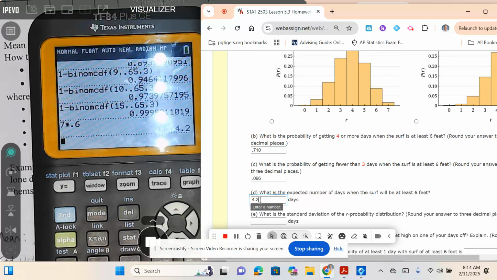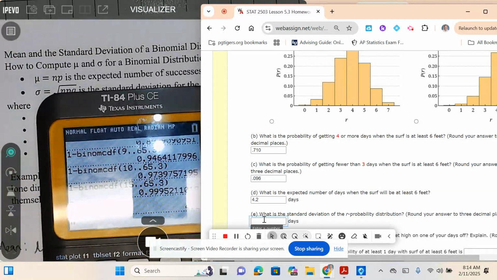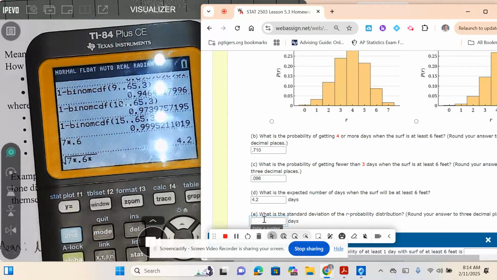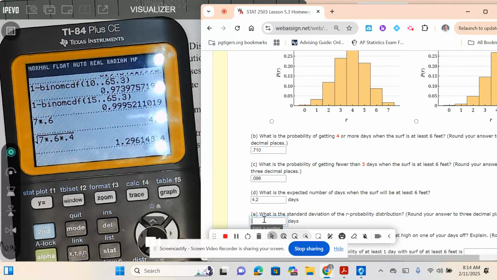Okay. What's the standard deviation of the R probability distribution? So the standard deviation is the square root of n, which is 7, times p, which is 0.6, times q. What is q? Q is 1 minus p. What's 1 minus 0.6? 0.4. Okay, so you get 1.29. How many decimal places do we want? 3. 1.296. So that's the standard deviation of the R distribution.